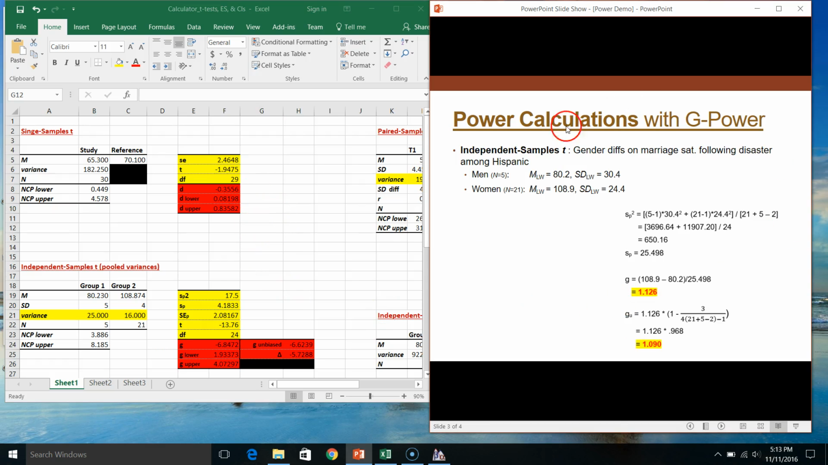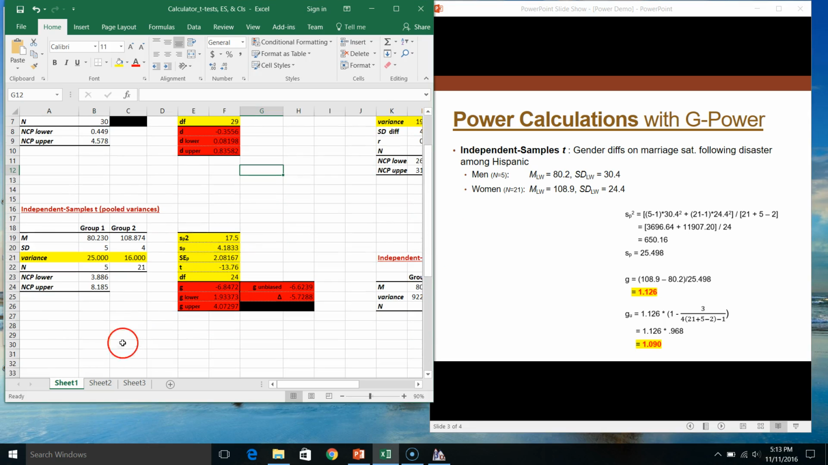Same thing if I want to calculate my Hedges' g, right? I've got it calculated here for independent samples with my pooled variance. If I type in my satisfaction for women 108.9, my satisfaction for my men 80.2, standard deviation for the women is 24.4, standard deviation for the men 30.4. Okay, I have this calculating my variance for me, so I don't even need to fool around with that. Sample size for my men is 5, women 21. Go down through, and take a look at my effect size that I found for my g. My g is 1.126.